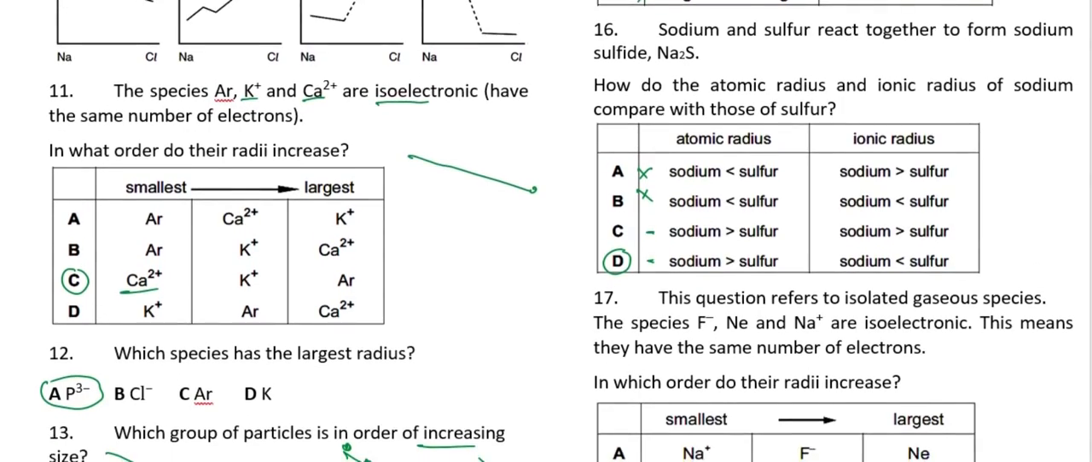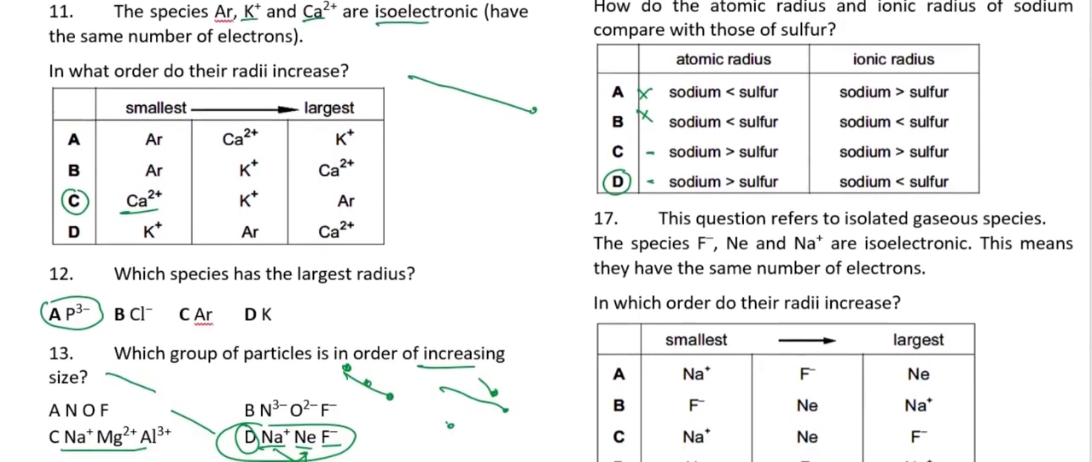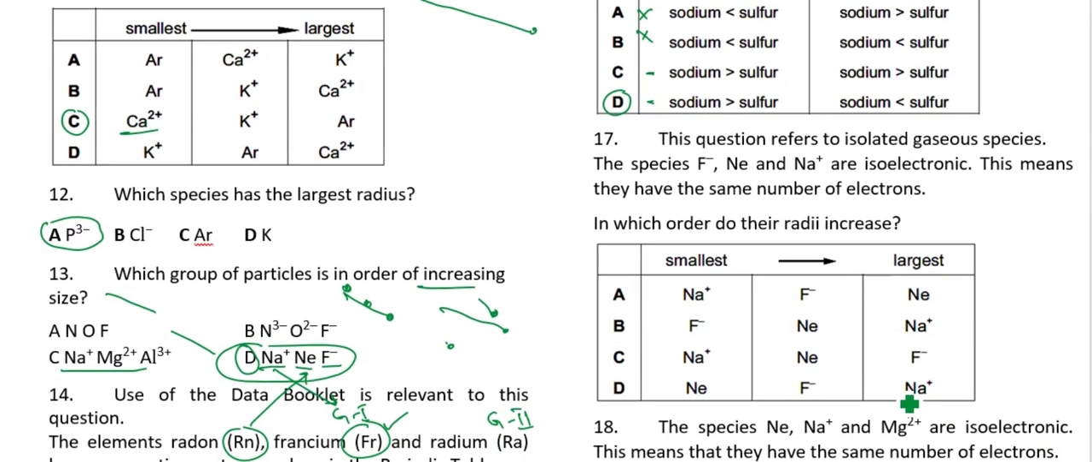Then the next question is again the same as we discussed earlier. This is the same question we already discussed with the exact same options, but in a different style. So the smallest will be sodium, then neon, and then fluorine, because of the gain of electrons. So this will be our right choice.